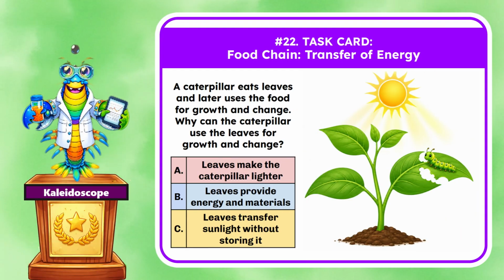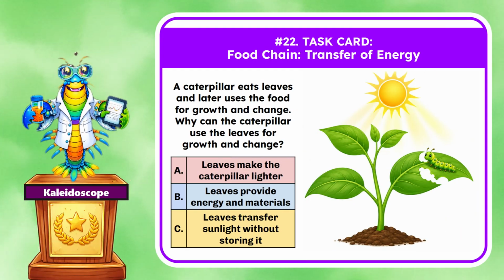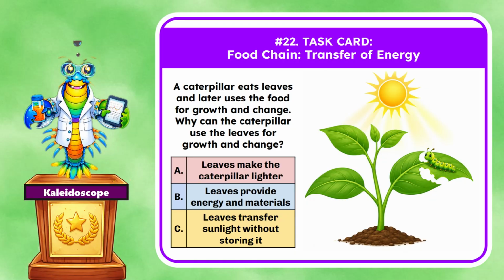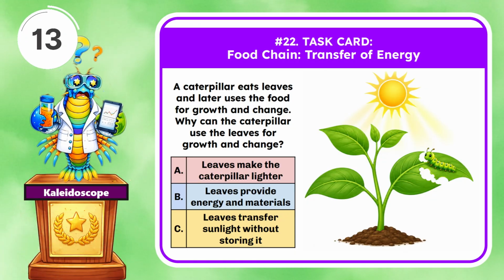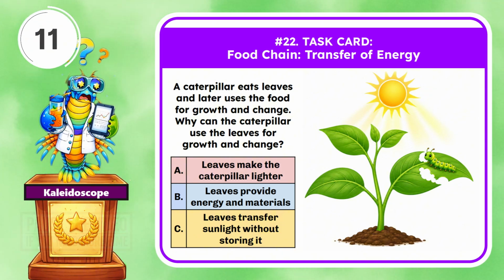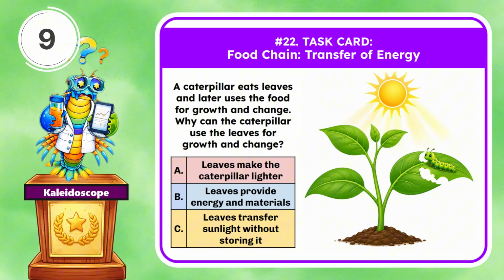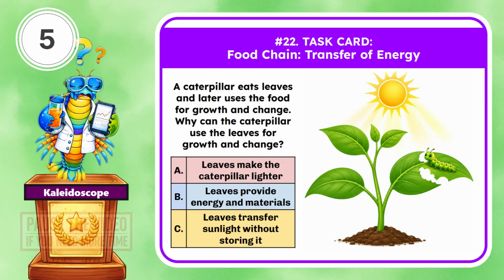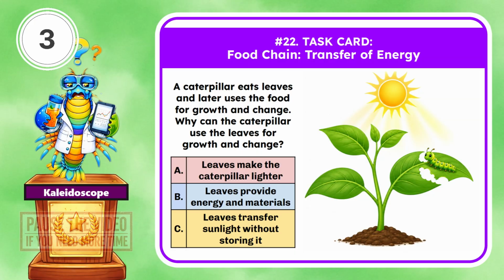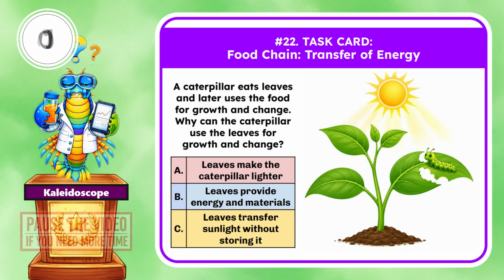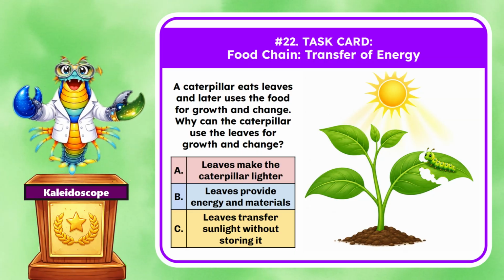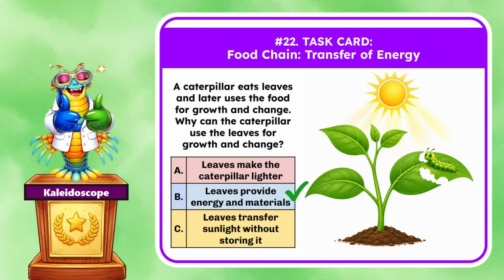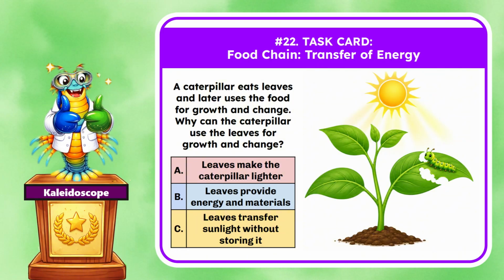A caterpillar eats leaves and later uses the food for growth and change. Why can the caterpillar use the leaves for growth and change? And the correct answer is letter B. Leaves provide energy and materials.